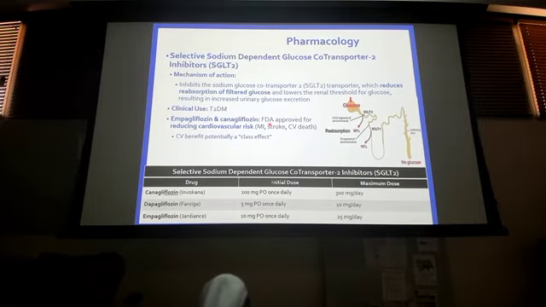Moving on to the selective sodium-dependent glucose cotransporter 2 inhibitors. They inhibit the SGLT2 transporter, which reduces reabsorption of filtered glucose, lowering the renal threshold for glucose, and resulting in increased urinary glucose excretion. Again, clinical use is type 2 diabetes. Empagliflozin and canagliflozin are both FDA approved for reducing cardiovascular risk, with CV benefit potentially a class effect.